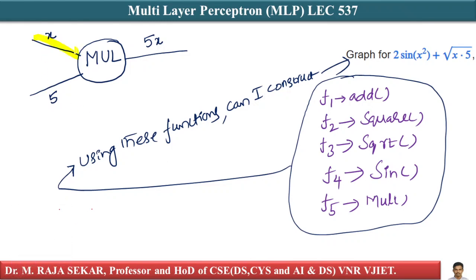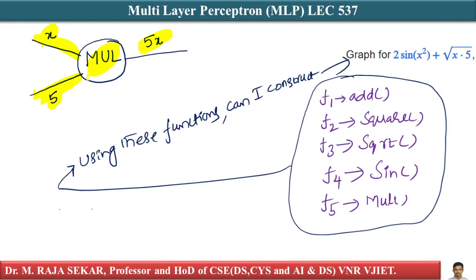Which one is input? X is input. 5 is also an input. I can first multiply x and 5. I can have a multiplication unit here. So what is the output of this? The output of this is 5x.